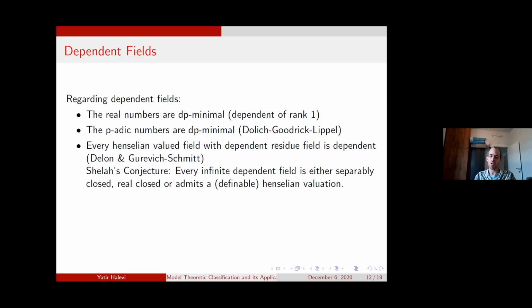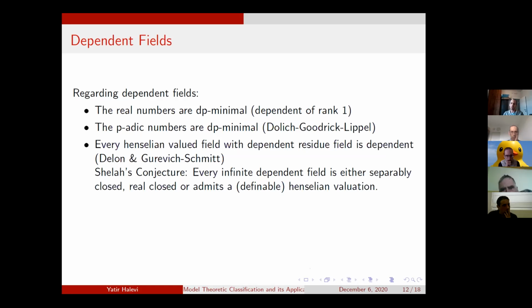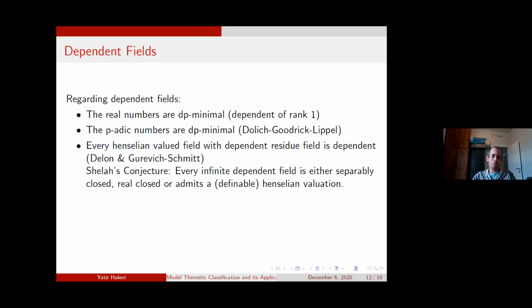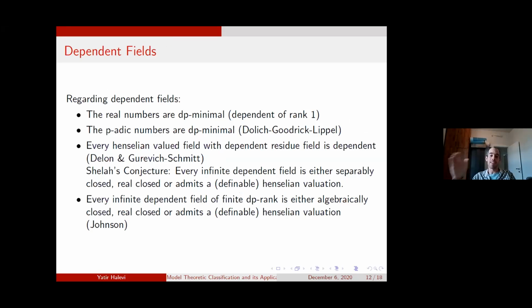This conjecture is very deep. It implies the conjecture about stable fields that, as I said before, we are nowhere close to solving as a whole. But there was some kind of progress. So Johnson recently has shown that if we assume that the dependent field has finite DP rank, that the rank is finite, it must be algebraically closed, real closed, or admit a Henselian valuation. So we've shown it for dependent fields of finite DP rank. This is a huge step, and he uses very ingenious arguments to show it, but still, to show it for dependent fields as a whole is a much larger step than that.